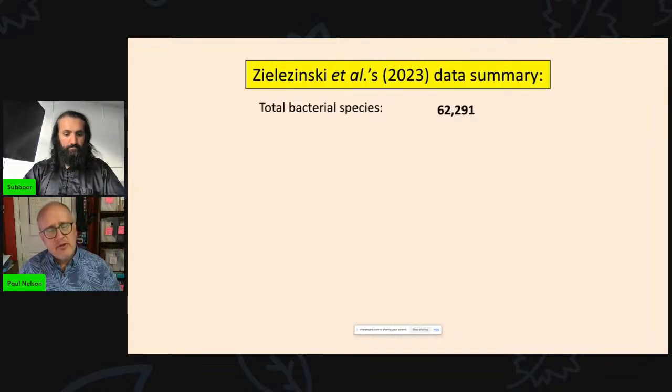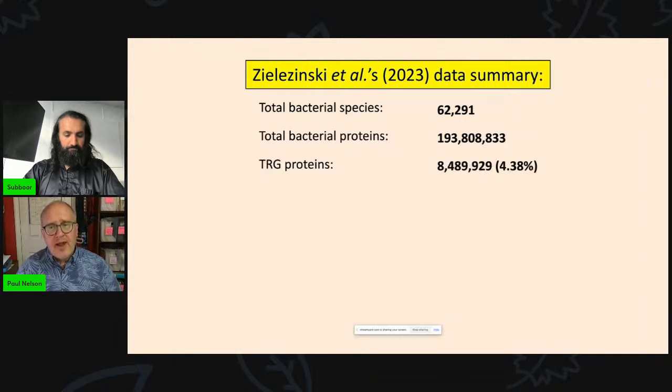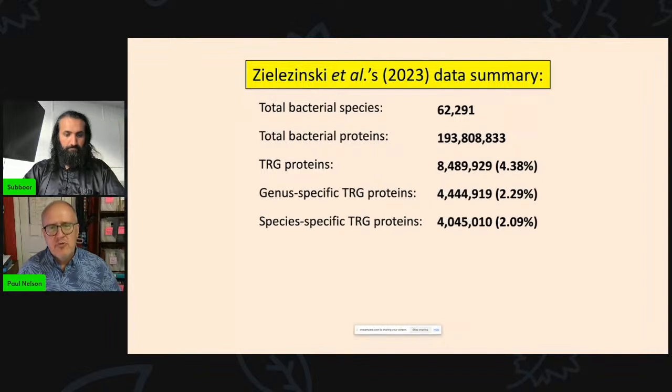It looked at over 62,000 species. So 2 orders of magnitude plus some greater than what I was citing in 2005. Almost 200 million bacterial proteins. Orphans fraction, not quite 4.5%, a little bit less than 4.5%, divided into genus-specific orphans and species-specific orphans. Those together giving you 4.38%.